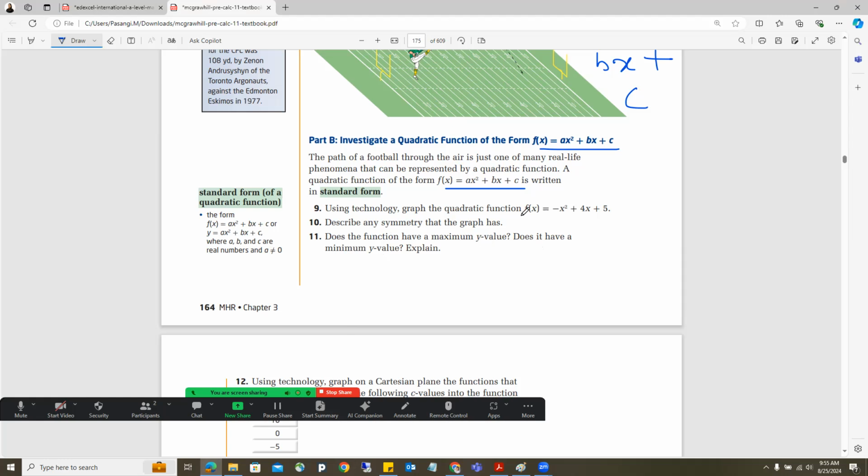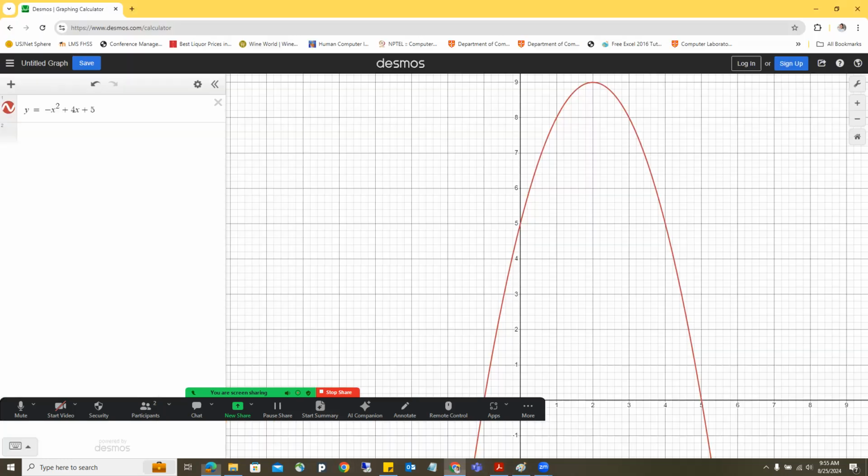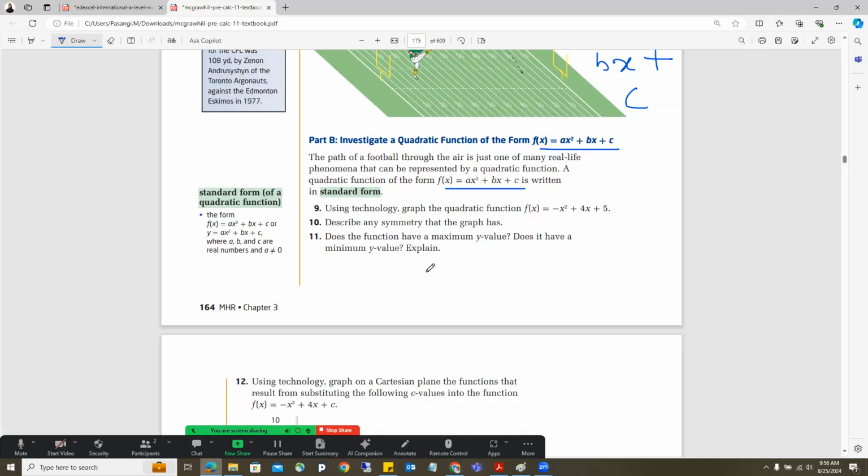Does it have a minimum y value? Explain. Since here we have a maximum value, which means the value of a is negative. Negative in the sense that the graph opens downward, which means here we have a maximum value. Okay, then what else?